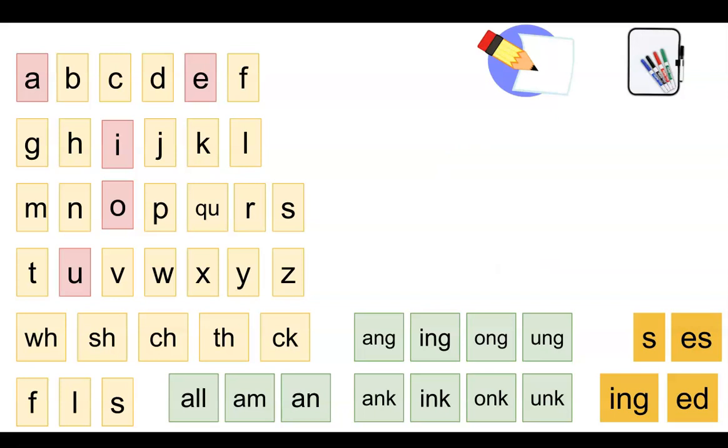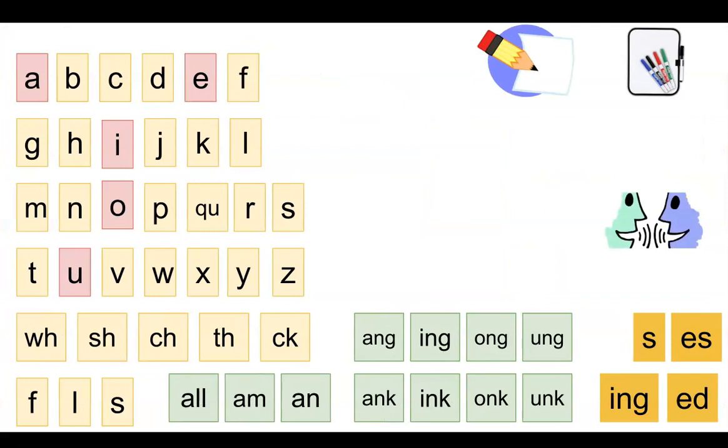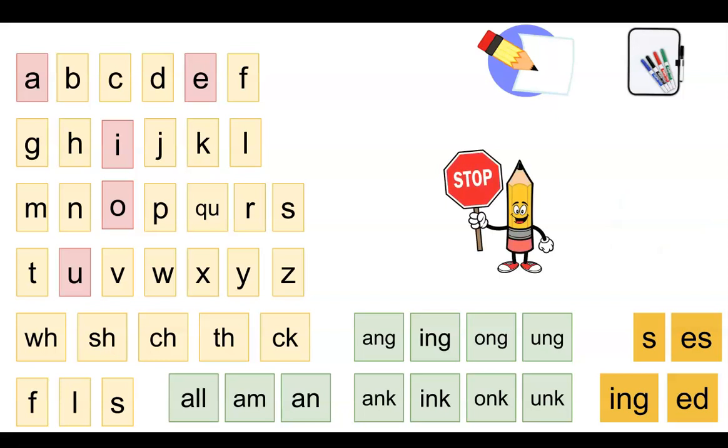Fantastic! The letters that say am are AM. That's one of our glued sounds. I say it, you say it. K. There are 3 ways to make the k sound. Pause and write the 3 ways to make the k sound. Press play when you're ready to continue.